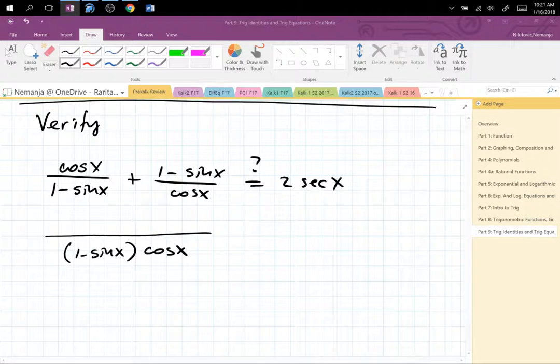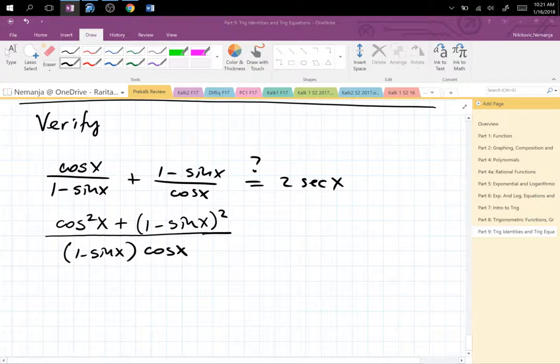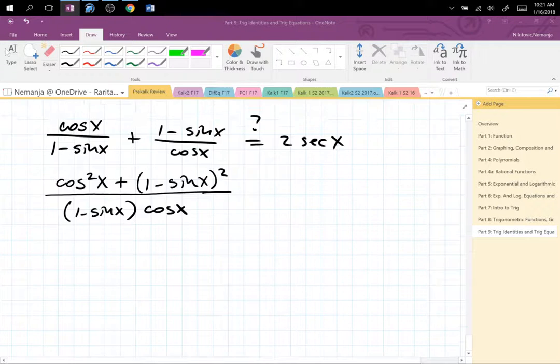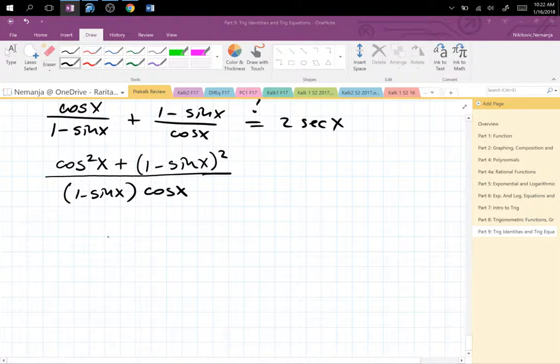And for the top, you get to say cosine squared x when you cross multiply, plus, and now you have 1 minus sine x squared. You have two of those. So it's now just algebra. Okay, let's work more. So that should be equal to 2 secant x.